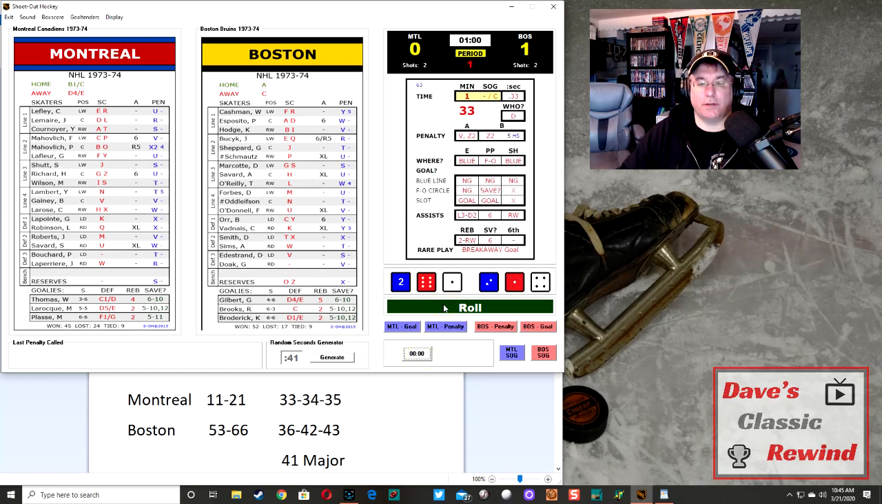We roll for action. 45. 45 is no action, so this will be our final roll of the period. I always have one final roll at the end of the period. I find that's a lot more fun than just ending it. So one more roll at the end of the period.